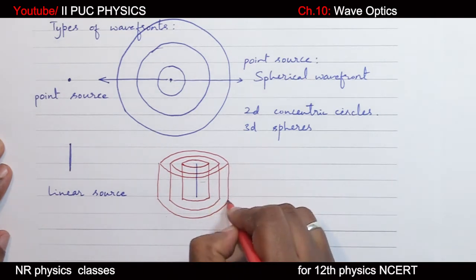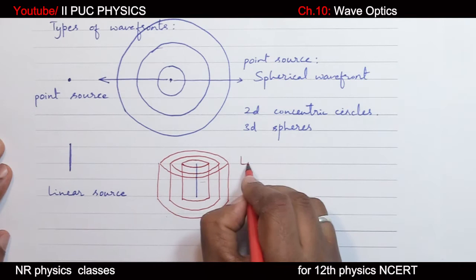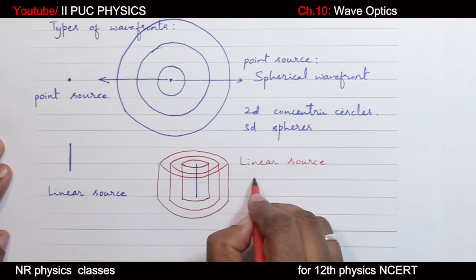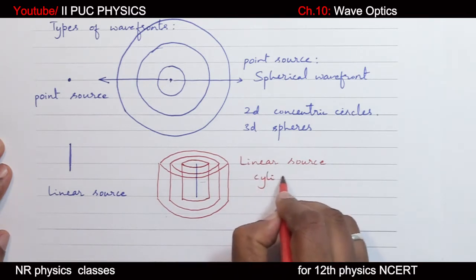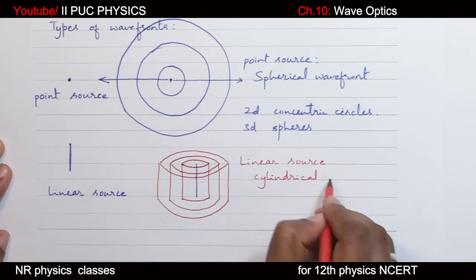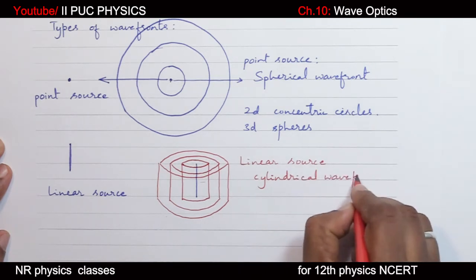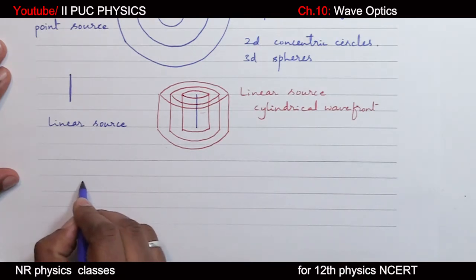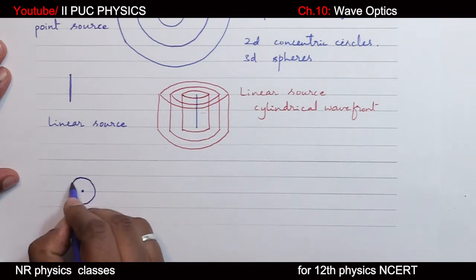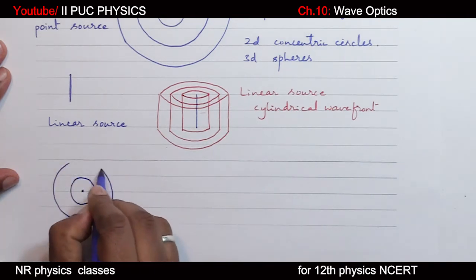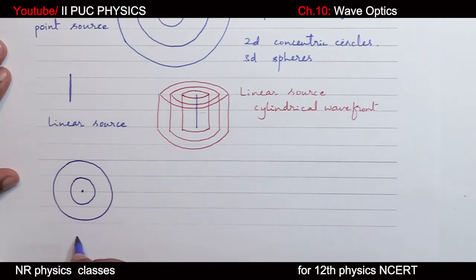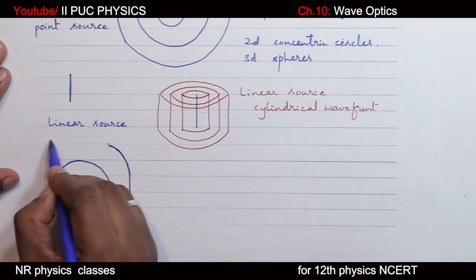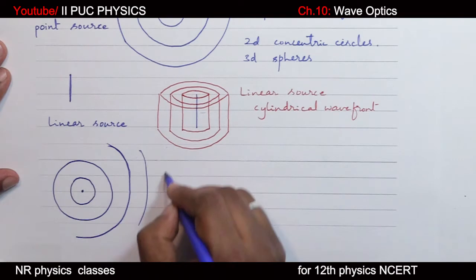So what is the nature of wavefronts due to a linear source? It is a cylindrical wavefront. If this is a point source, from the point source we get spherical wavefronts. These are spherical wavefronts, right? This is one more spherical wavefront. Students note, I am not drawing the complete sphere, so these are parts of spherical wavefronts.